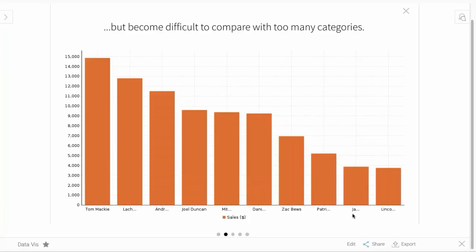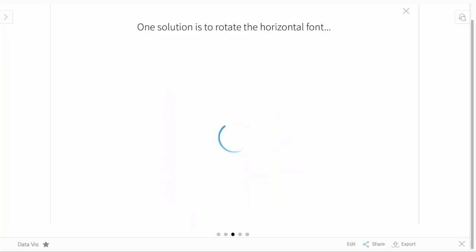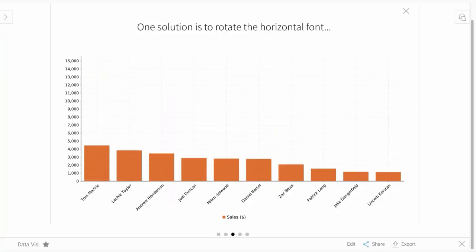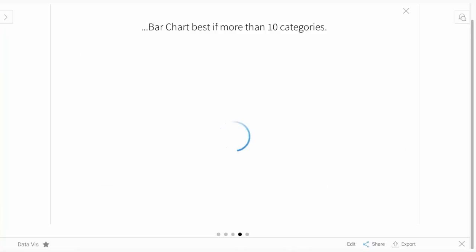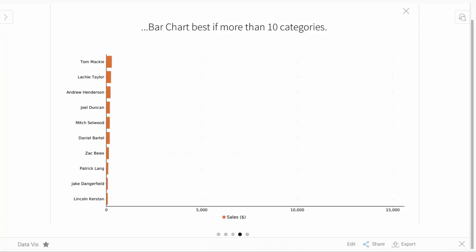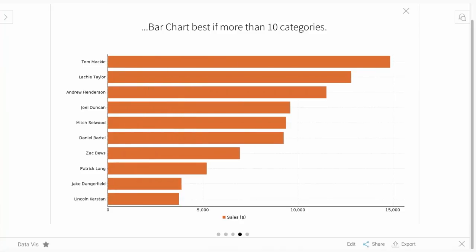So one way to make these labels more visible is that you can rotate the horizontal text for that axis. And this sort of solves our problem. It looks okay, but to read this, you actually do need to tilt your head sideways to read it properly. And we certainly don't want people hurting their necks or looking strange at work. So this is really where bar charts are fantastic because they make your charts easier to read.